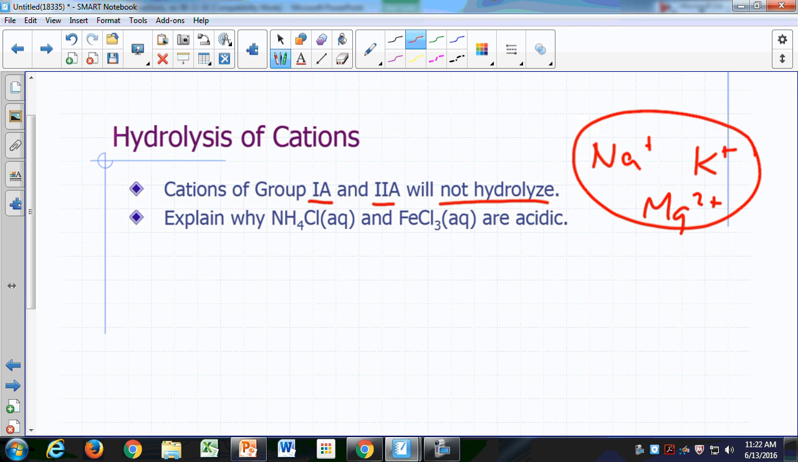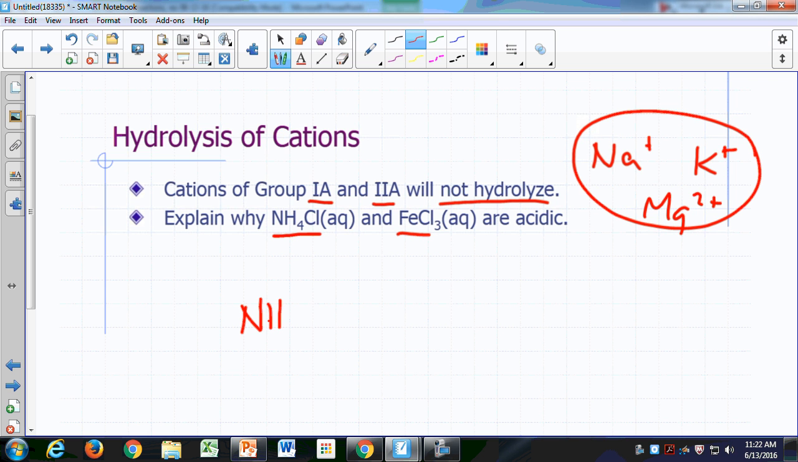So if you have a sodium salt or a potassium salt or a calcium salt or a magnesium salt, you can't expect that solution to be acidic. However, ammonium chloride is slightly acidic, iron chloride is slightly acidic, and this is iron 3 chloride. And the reason is as follows.